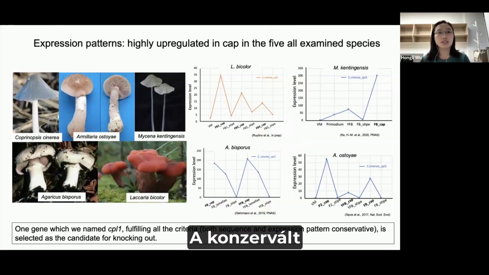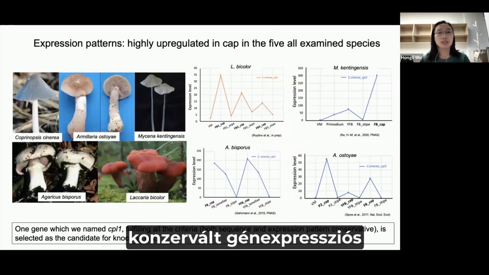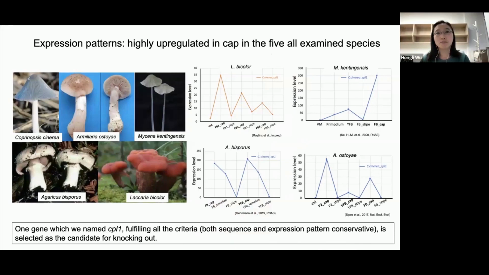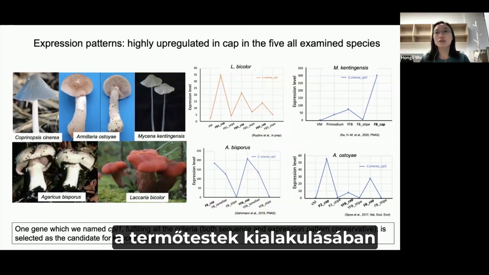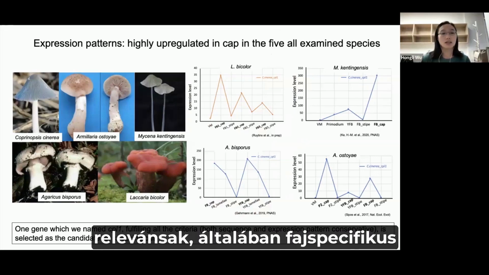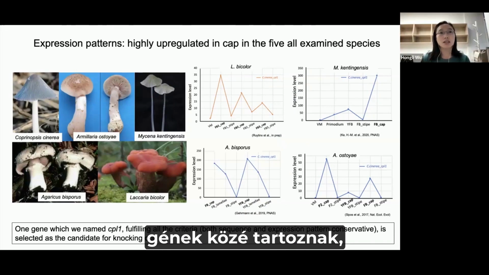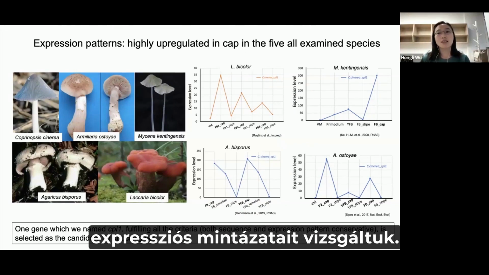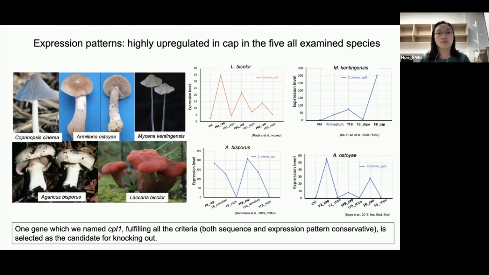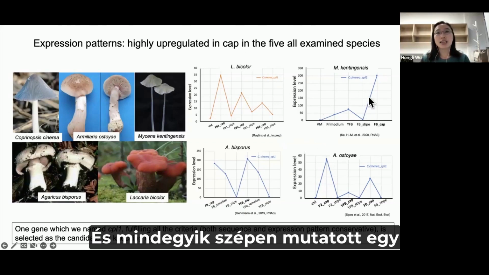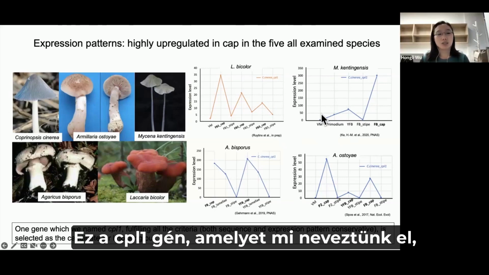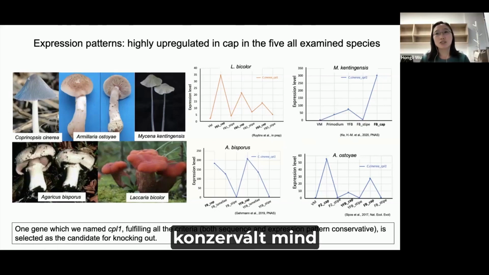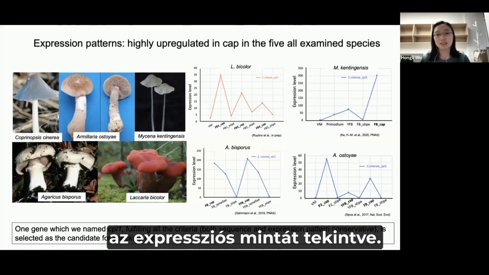So in addition to the sequence conservation of genes, there should be a conserved gene expression pattern across pileate stipitate species. Since developmentally regulated genes that are relevant for the development of fruiting bodies in general differ from genes with species-specific developmental roles, we examined the expression patterns in another 4 species. And they all nicely showed a cap expression peak. And at this end, a gene, which we named CPR1, popped up and showed both sequence and expression pattern conservation.